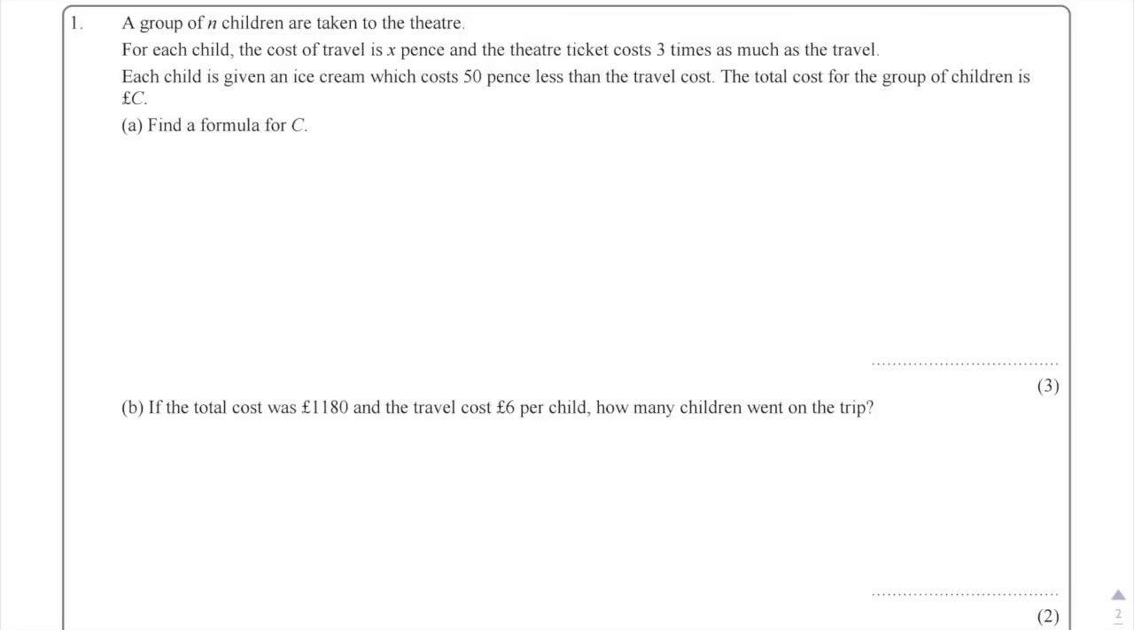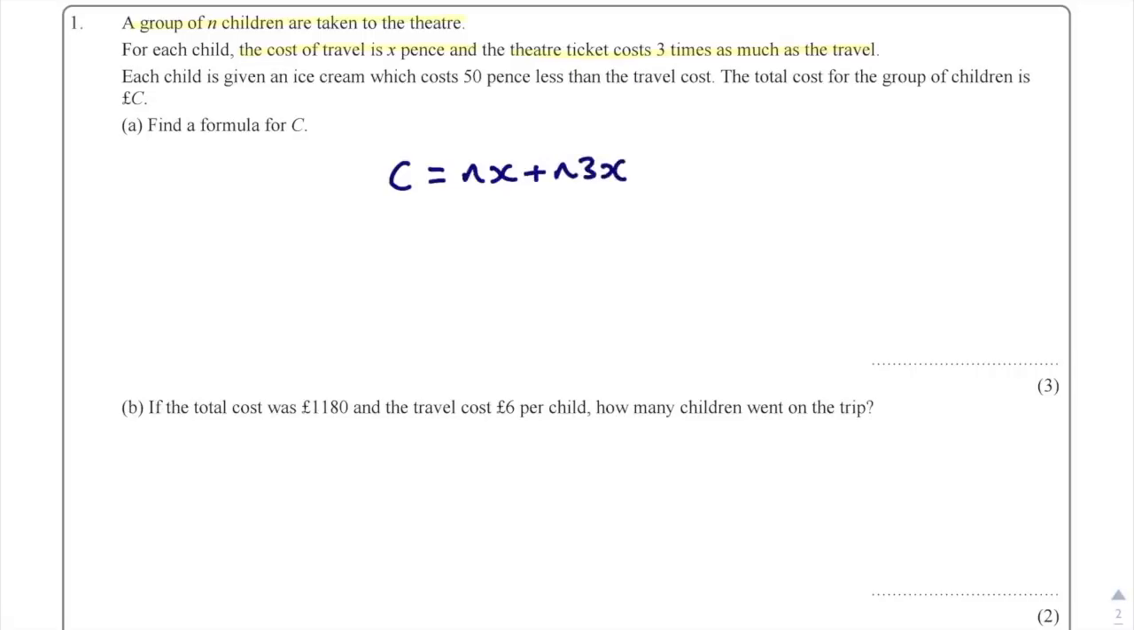Okay, so if we break this problem down, the first thing we know is that there's n children and that the cost of travel is X pence. So that means we're going to have C, which is going to be equal to nx, because n children are going to buy tickets which cost X pence. Then we're told that theatre tickets cost 3 times as much as the travel. Well, if the travel cost X pence, then each theatre ticket is going to cost 3x pence. So it's going to be plus n 3x.